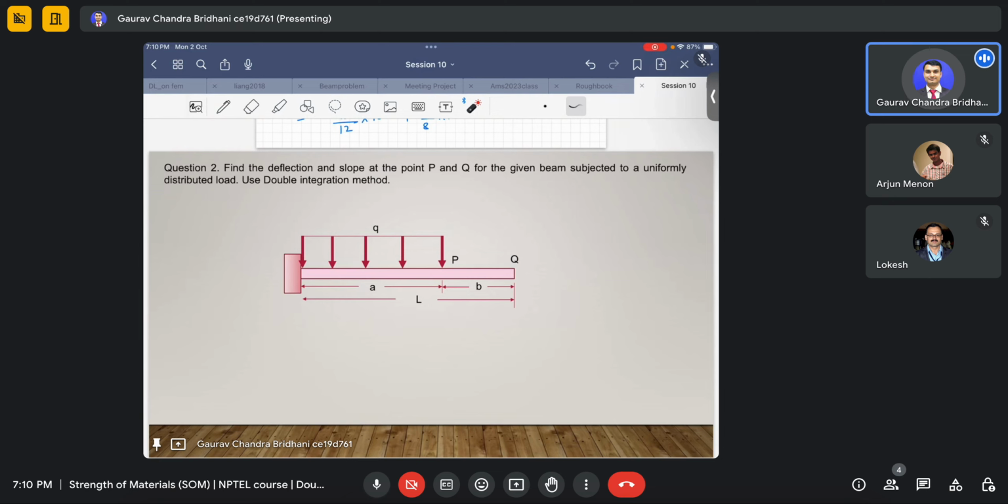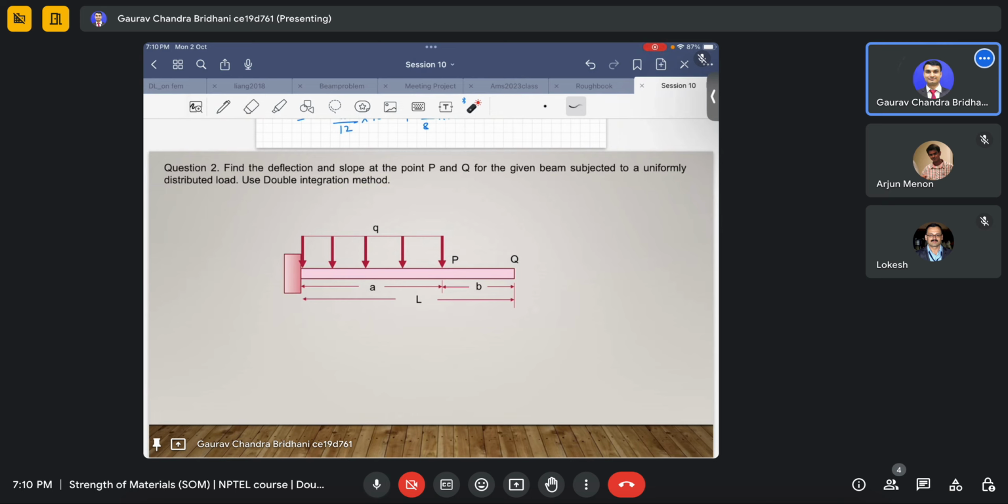So in this it says to find deflection and slope at point P. P is the end point of this UDL, and Q for a given beam subjected to a uniformly distributed load, use the double integration method. So here we are using simply the double integration method.